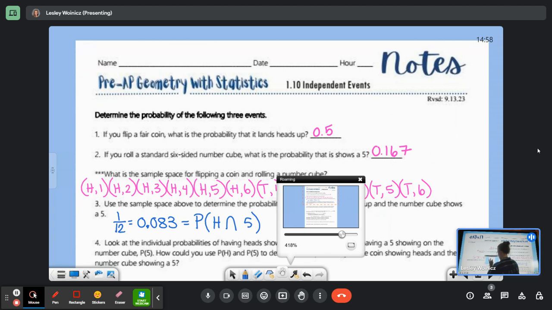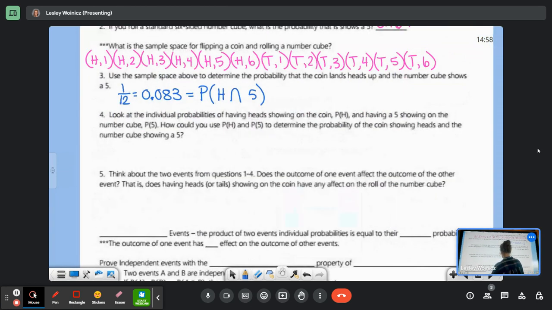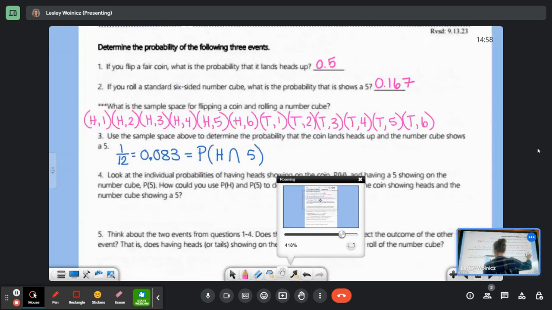All right, let's look at the next part. Look at the individual probabilities of having heads showing on the coin, probability of heads, and of having a 5 show on the number cube, probability of 5. How could you use probability of heads and probability of 5 to determine the probability of the coin showing heads and the number cube showing a 5? Okay, so I'm glad that we wrote this as 1 over 12.